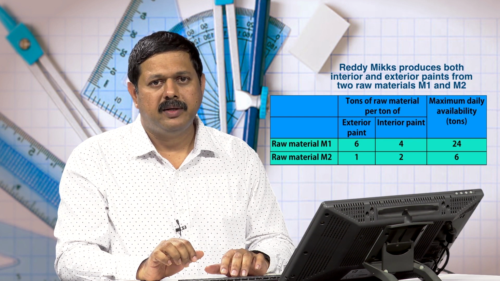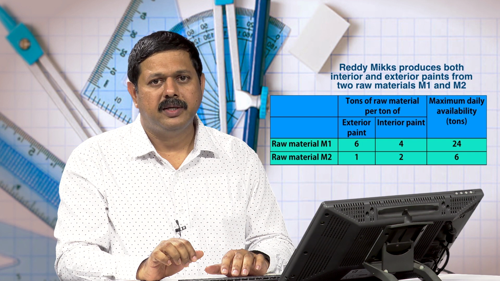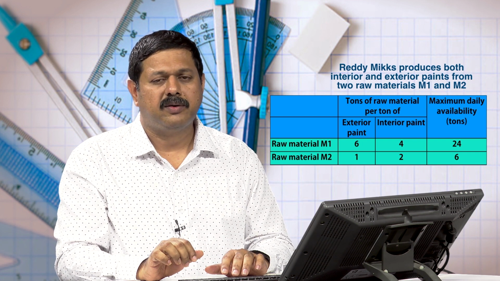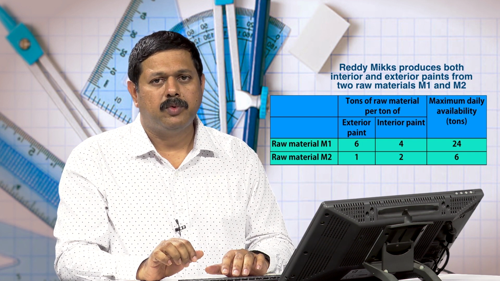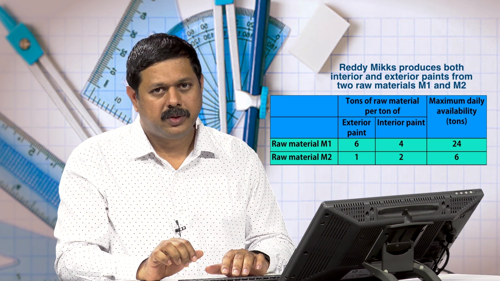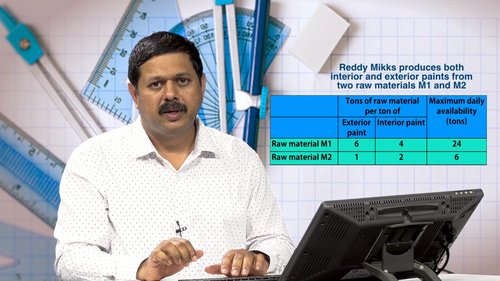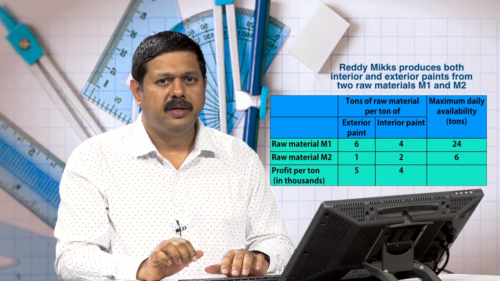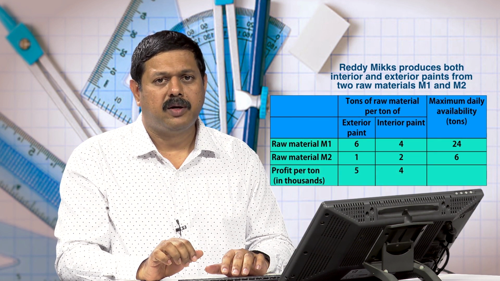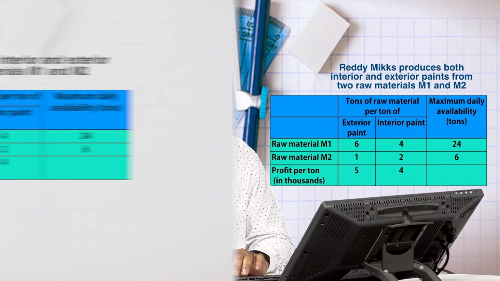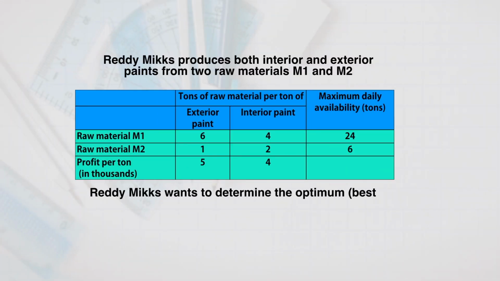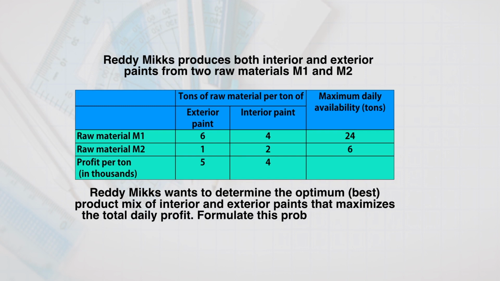A market survey indicates that the daily demand for the interior paint cannot exceed that of exterior paint by more than 1 ton. Also, the maximum daily demand for the interior paint is 2 tons. Profit per ton of the exterior paint is given as 5 and that of the interior paint is 4. ReadyMix wants to determine the optimum product mix of interior and exterior paints that maximizes the total daily profit. So, we have to formulate this as a linear programming problem.